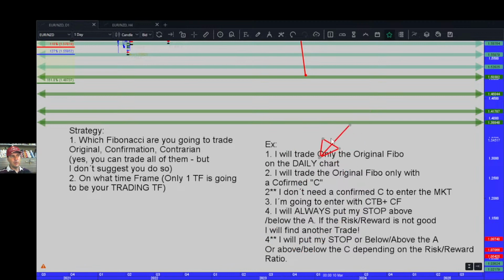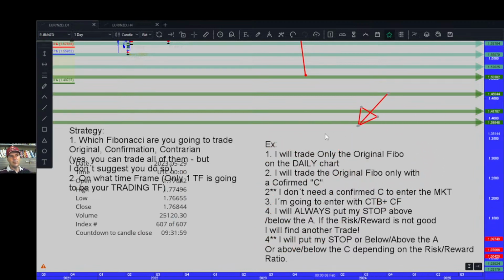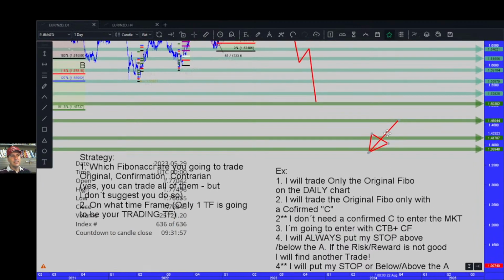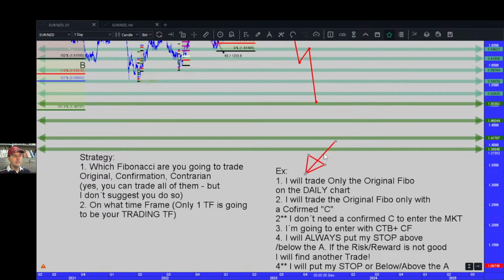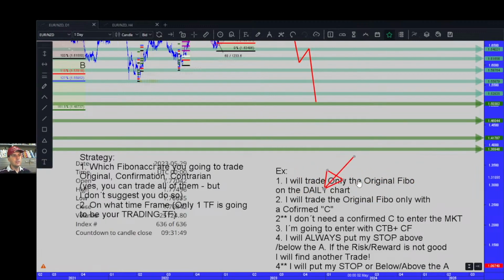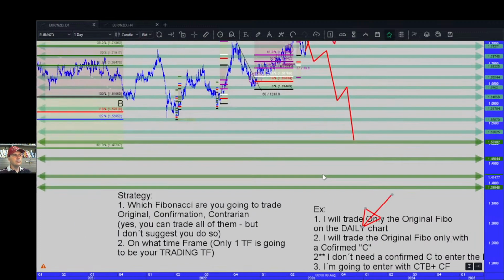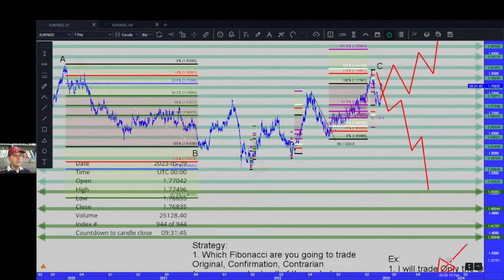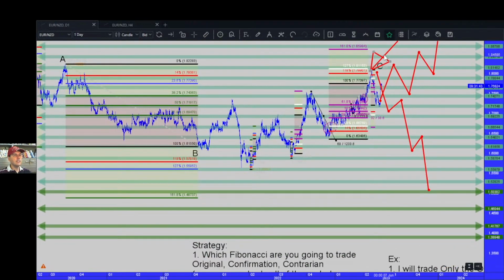If anything is wrong in this example, I'm going to find another currency pair, another setup on another currency. So I cannot buy the contrarians. I will trade the original Fibonacci only with the confirmed C. So, you know, I can short the market now. I could be shorting the market.